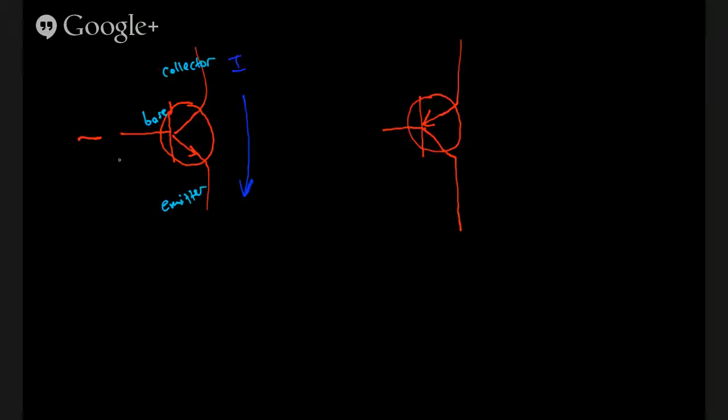All right. Similarly, this is a bit different here. This is the base, this is the emitter, and this is the collector. All right, and we've got two different types of transistor here. This is NPN, and this is PNP.